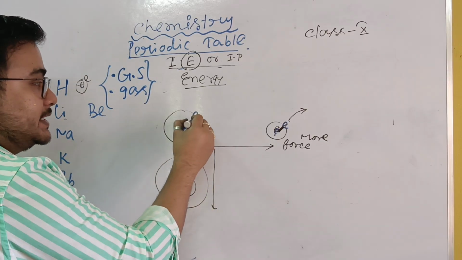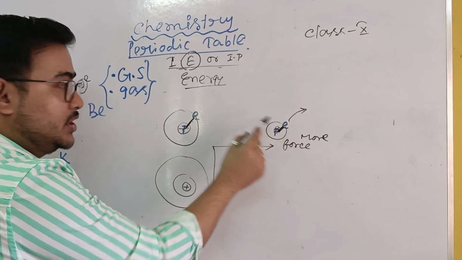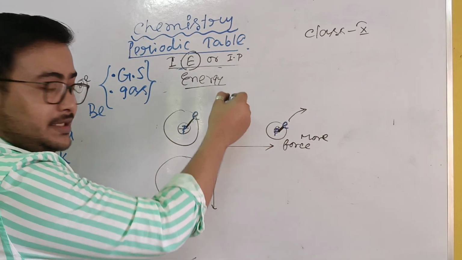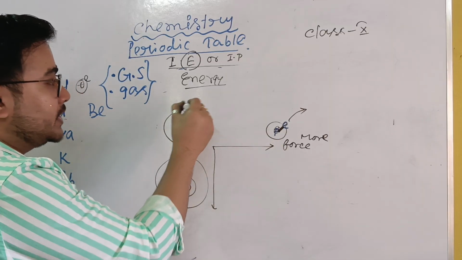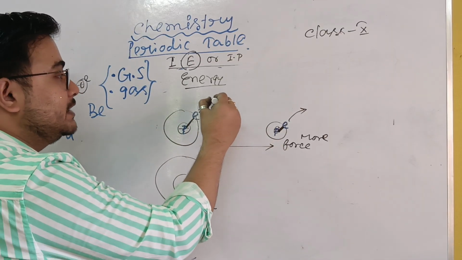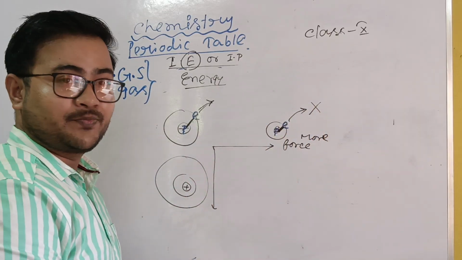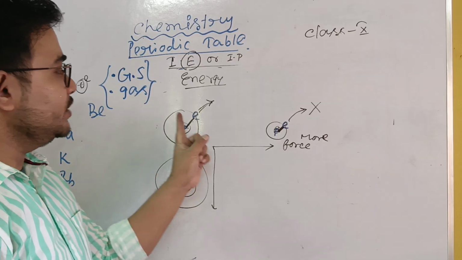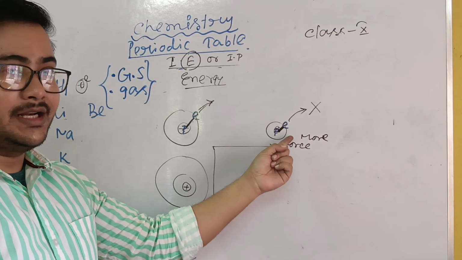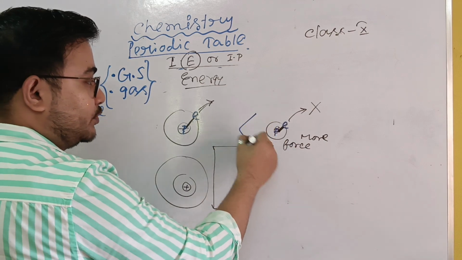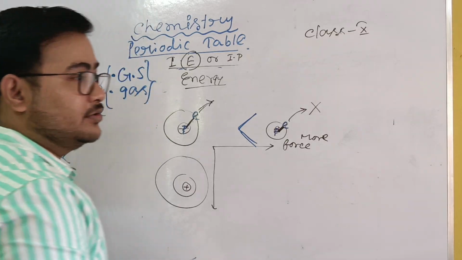But here, since the distance is comparatively more than that of this atom, the proton cannot properly attract this electron like in the other element. So we can easily remove this. We cannot easily remove the electron from this element because the distance is less. So in which case is more energy required to remove the electron? Obviously here. So its ionization potential is more. Do you understand?